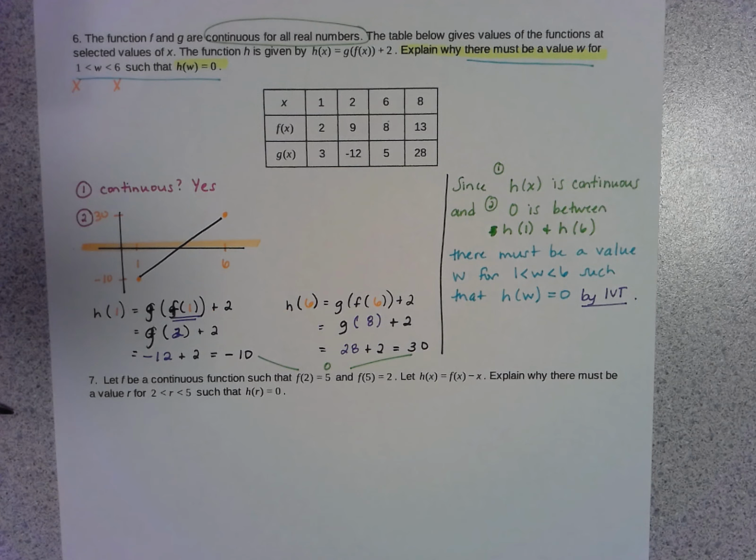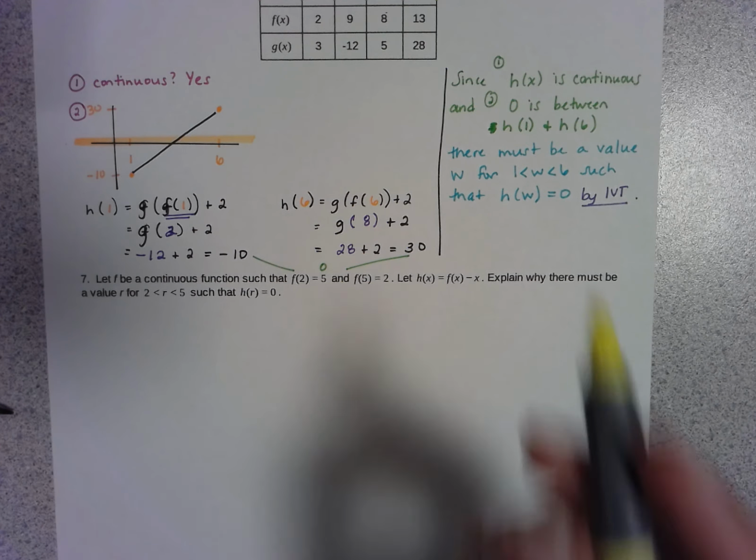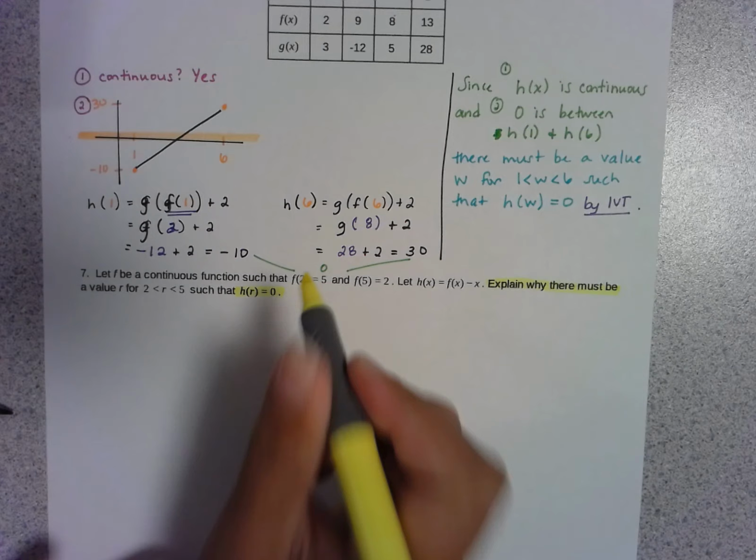All right, last but not least, we're going to do one more example, and it's very similar to the example we just did, where you're given information in the directions and just asked to explain why it must be true. So number 7 says let f be a continuous function, and then it gives us 2 values of f. F of 2 is 5 and f of 5 is 2. Let's let h of x be f of x minus x. Explain why there must be a value r, where r is between 2 and 5, such that h of r is equal to 0. Now it's saying here, explain why there must be. So explain why we can guarantee a certain y value.